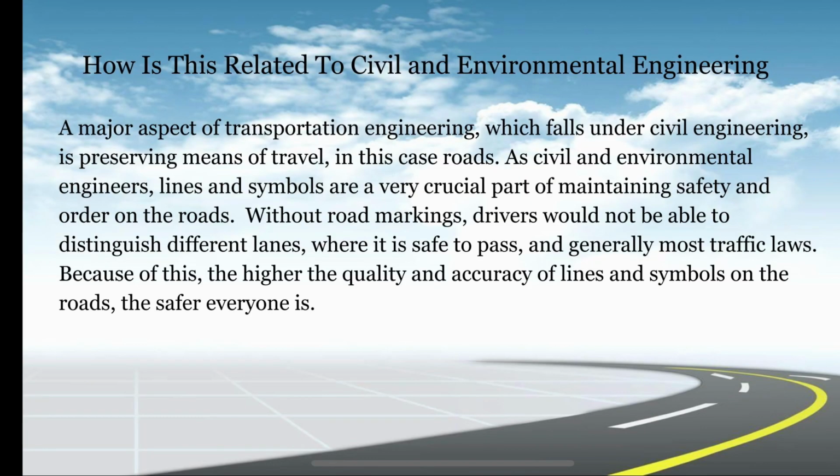How is this related to civil and environmental engineering? A major aspect of transportation engineering, which falls under civil engineering, is preserving means of travel, and in this case, roads. As civil and environmental engineers, lines and symbols are a very crucial part of maintaining safety and order on the roads. Without road markings, drivers would not be able to distinguish different lanes, where it is safe to pass, and generally most traffic laws. Because of this, the higher quality and accuracy of lines and symbols on the roads, the safer everyone is.